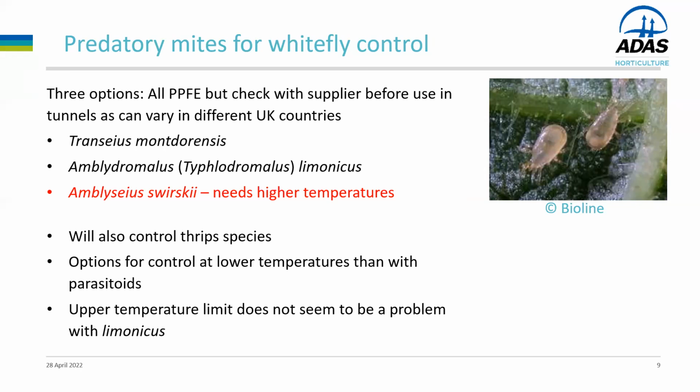Just a point about Limonicus, that there is an upper temperature limit in the literature, but certainly some of my growers that use it throughout the summer under glass, albeit in modern, well-vented high houses, don't seem to see any reduction in efficacy with this predator in the heat waves and blasts of heat that we seem to get over the summer in certain weeks. So that doesn't seem to be a problem for them, and they have very good results with the predator. So just wanted to make that point, really. Okay, moving on, next slide, please.